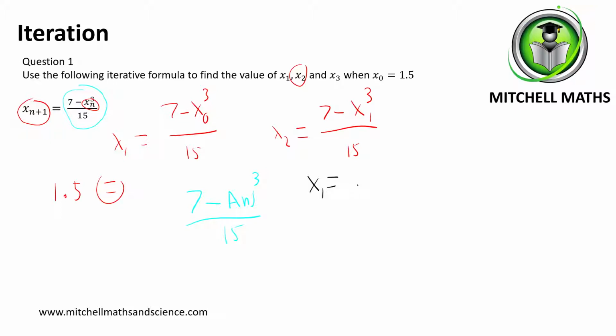And the answer to that one is 0.242. Then the next time you press equals, you'll get your x2 value, which is 0.466. And then you press equals again, and you get your next value, which is 0.460. And that's your three answers.